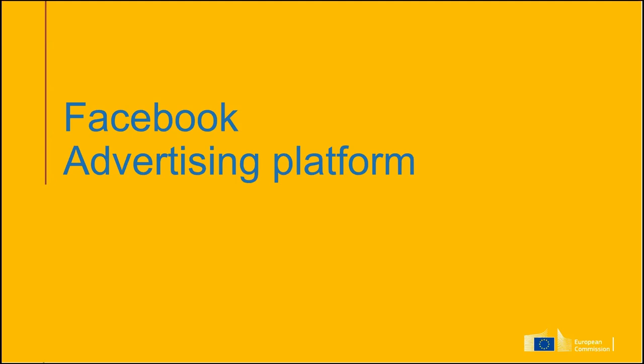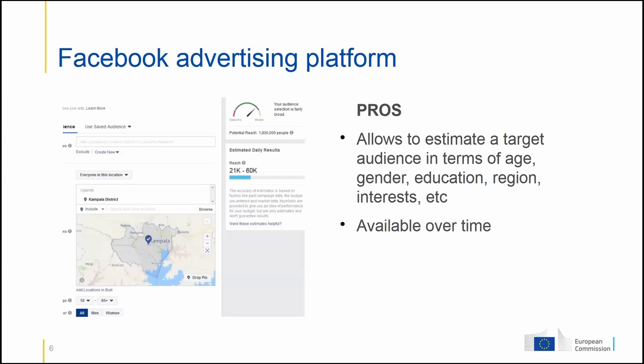So let's dive straight into the first of the two Facebook data that I'm going to talk about, the Facebook advertising platform. It is not a data type, it's a platform that, through an API, which is public and only needs a Facebook account, allows a user to estimate a target audience for an advertising campaign. It is not meant for migration research, but still researchers in the past, and Ingmar knows it very well, have used it to study, for instance, migration stocks, estimate population, and so on.